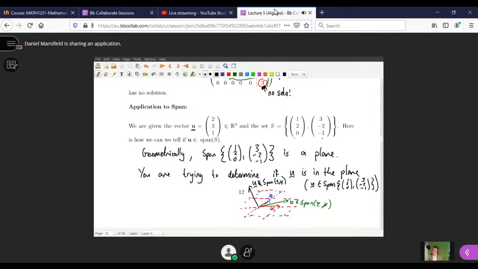Does span mean is parallel to both? Yeah, it does. Yes, you can think of it that way, Jonathan. And that's perhaps even a nice way of thinking about it.